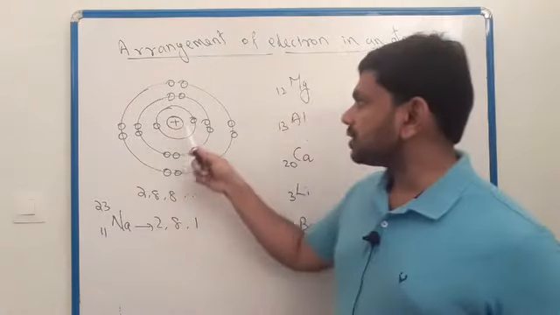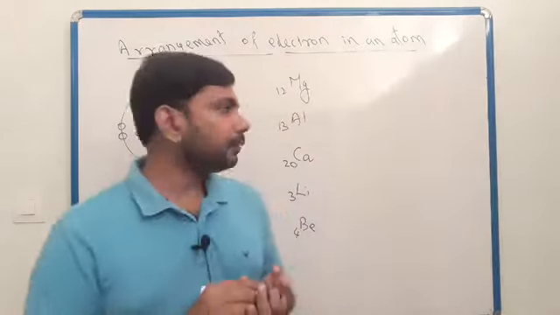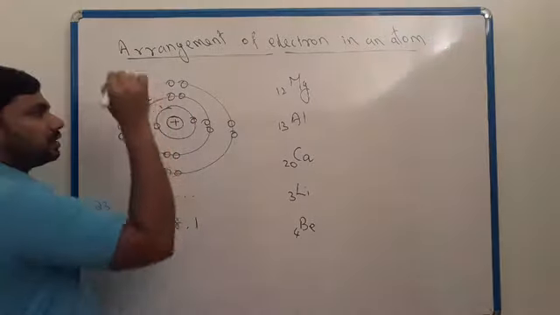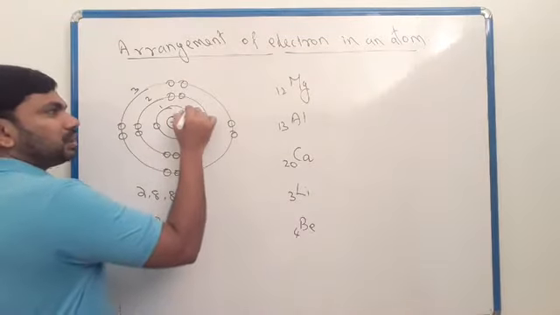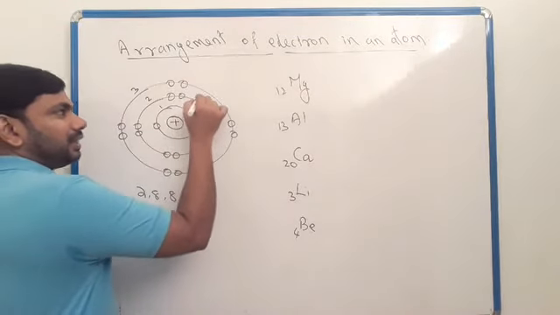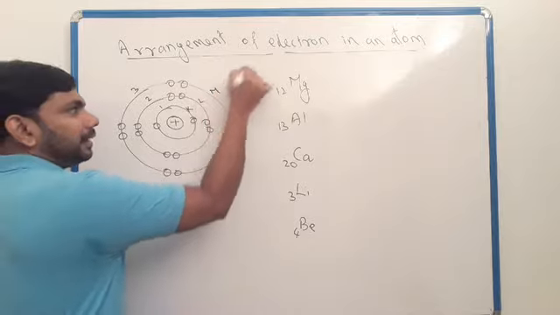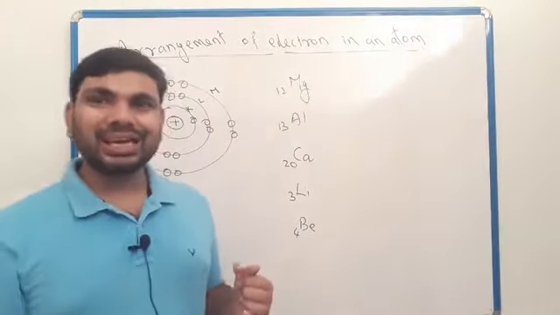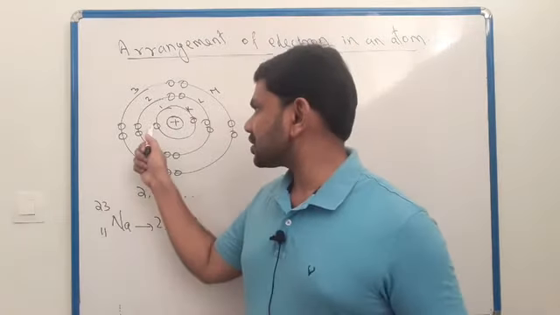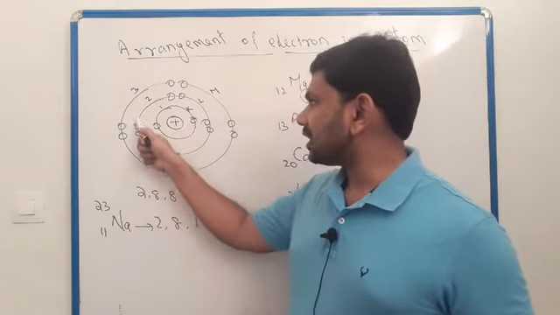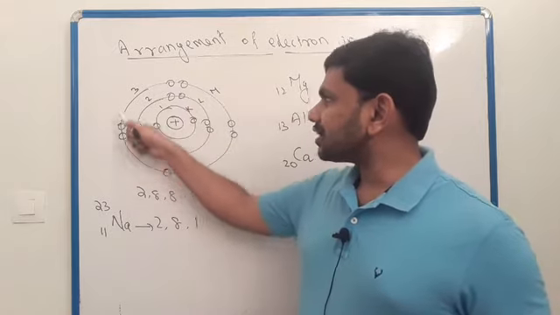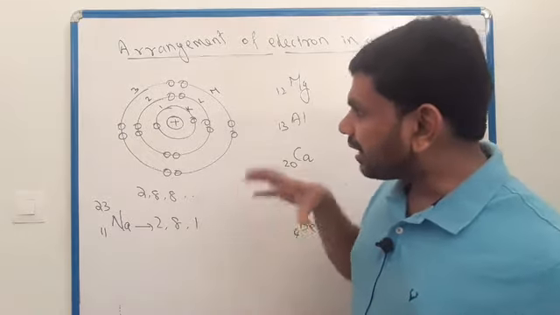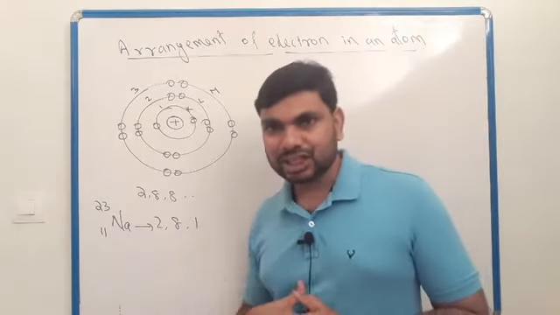So here this is the first shell, second shell, third shell, or sometimes they are called K, L, M, N shells, etc. First shell 2 electrons, second shell 8 electrons. Look here, this is 2 electrons, second shell 8 electrons, third shell again 8 electrons. So this is the arrangement of electrons in an atom.